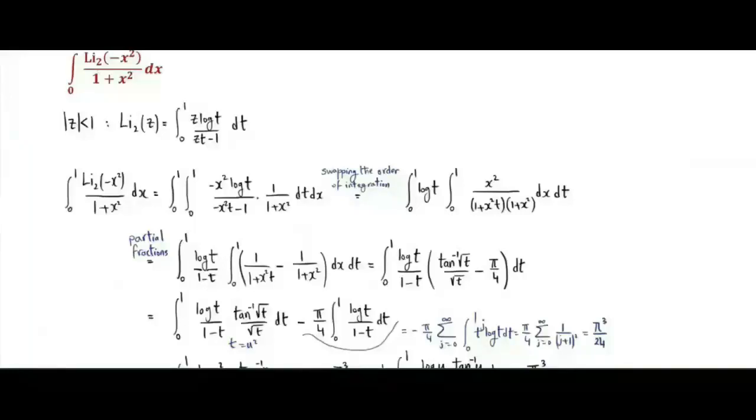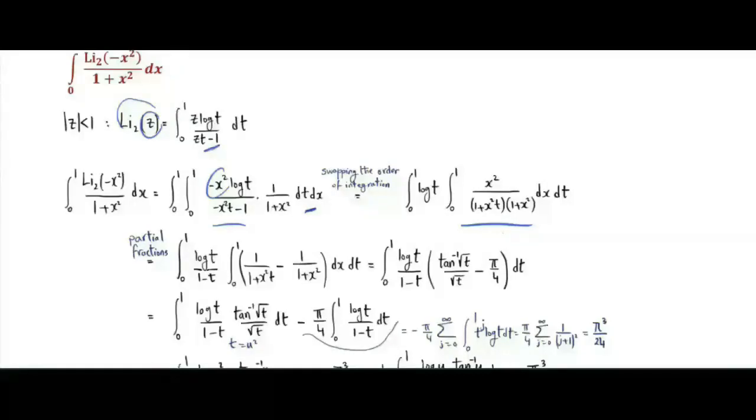The second integral is integral x from 0 to 1 of the dilogarithm of minus x squared divided by 1 plus x squared. We can make use of this integral representation of the dilogarithm function when the magnitude of z is less than 1. The dilogarithm of z is integral t from 0 to 1 z log t over zt minus 1. Replace z by minus x squared. Interchange the order of operations.